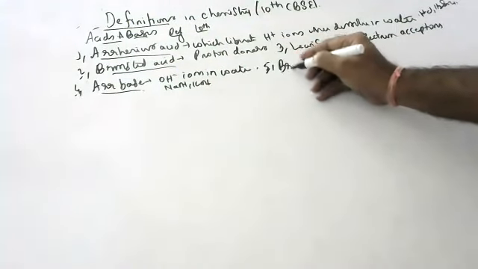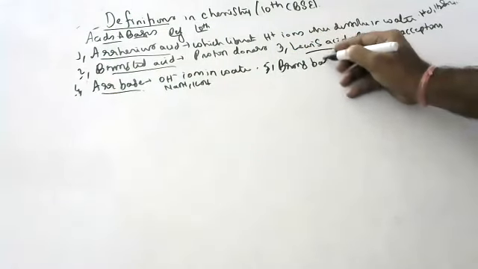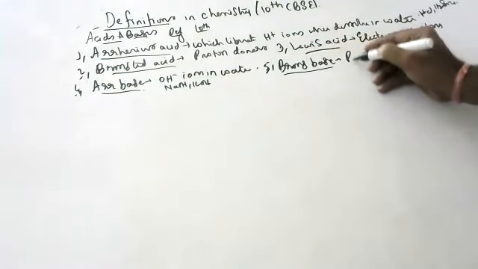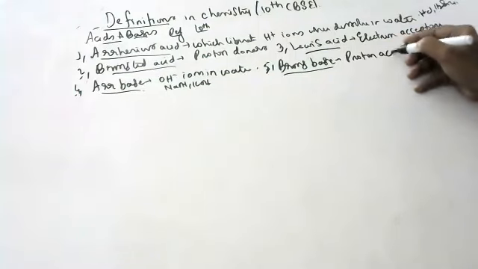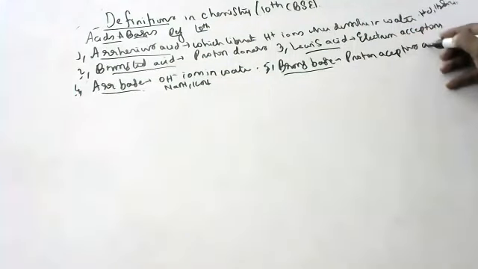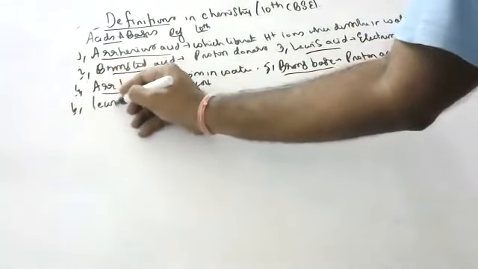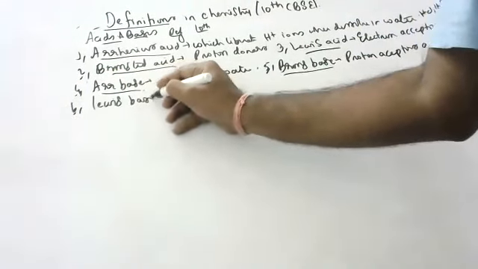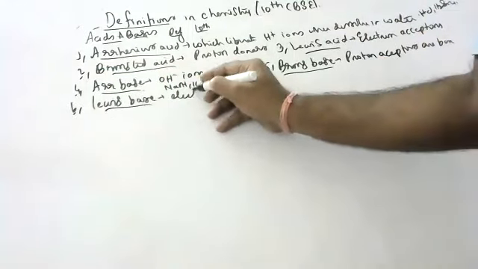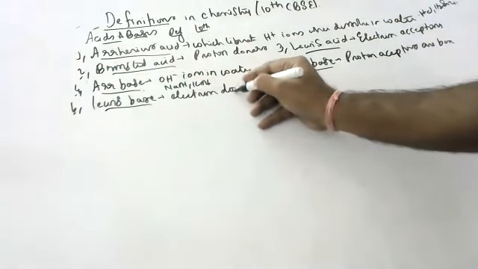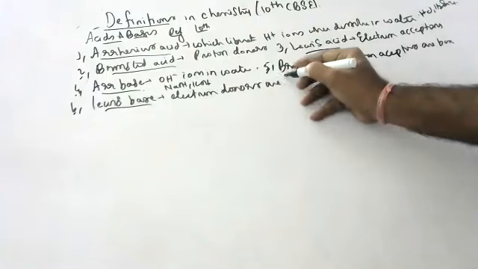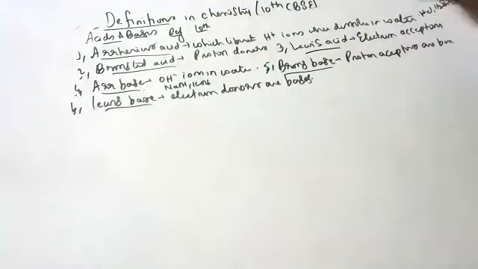Next, Bronsted base. Proton acceptors are bases. Next, Lewis base. Electron donors are bases. Okay, children, electron donors are bases.